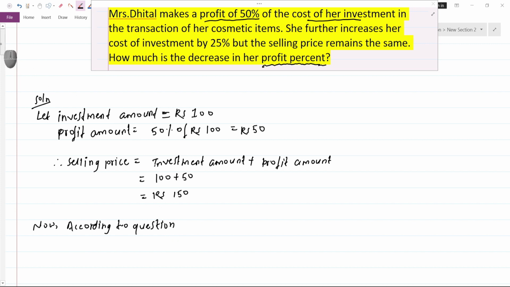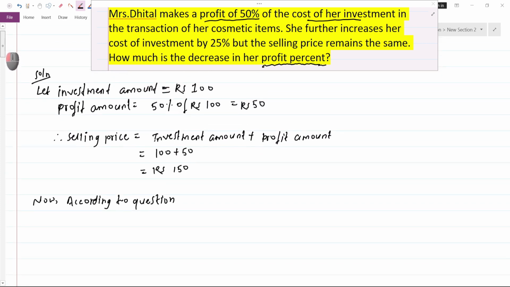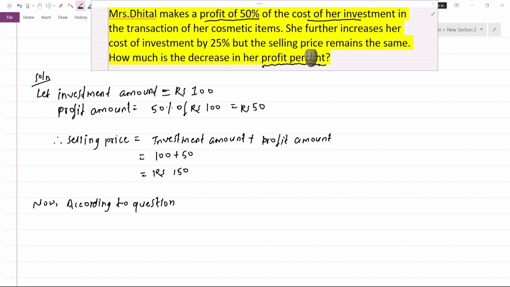let's see it carefully. The question tells she further increases her cost of investment by 25%. Our investment amount was Rs 100 at the beginning. Now her investment is increased by 25%, but the selling price remains the same. So our investment was 100, and this investment is increased.